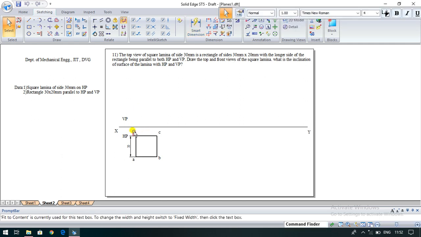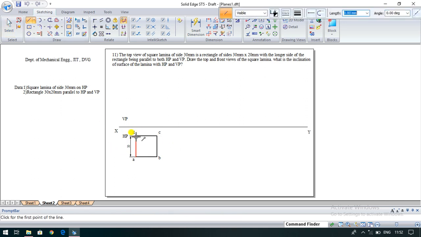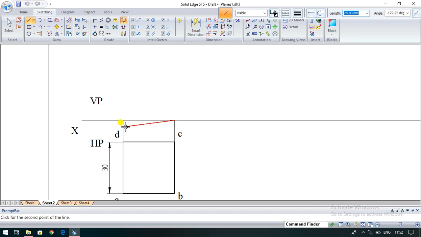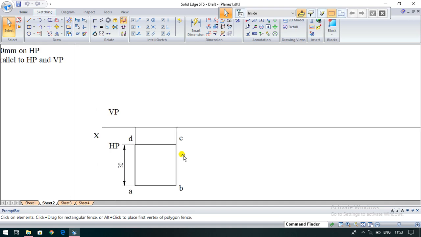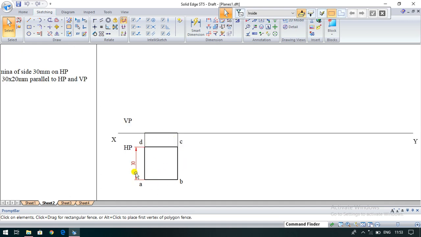After constructing the square plane in the top view, now project the lines from each point towards the front view, up to the XY line. Then draw a lamina between, joining the points C and D. The thickness of this lamina should be 0.5. When the observer is observing the square plane from the front view, it looks like a line.